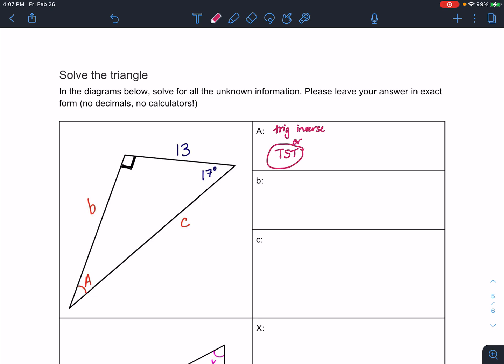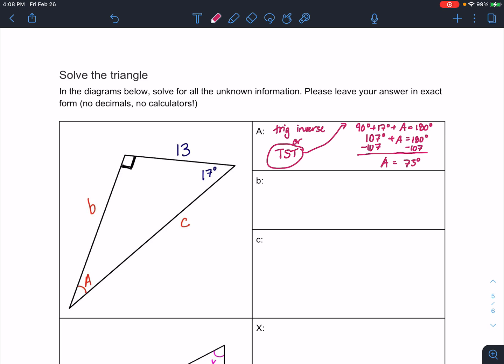So I'm going to use the triangle sum theorem here, which tells me that all three angles of a triangle, when you add them up, should equal 180 degrees. So 90 degrees plus 17 degrees plus angle A has to equal 180 degrees. So this is 107 degrees plus A equals 180. And when we subtract 107 on both sides in order to get A by itself, A is equal to, well, 73 degrees. So there's my first bit.